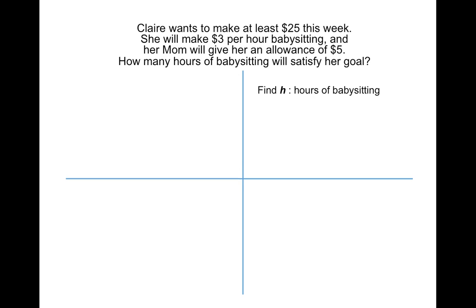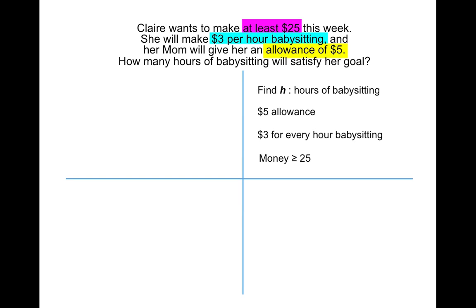Solving inequalities is much like solving equations, except our answers might be a whole range of values instead of just one value. First, it's good to write down what we want to find and the information the problem provides. We want to find, we're going to call it H, how many hours she needs to babysit. Her mom's going to give her $5. And then she's going to make $3 for every hour she babysits. We've already determined that we want the money she earns to be greater than or equal to $25.